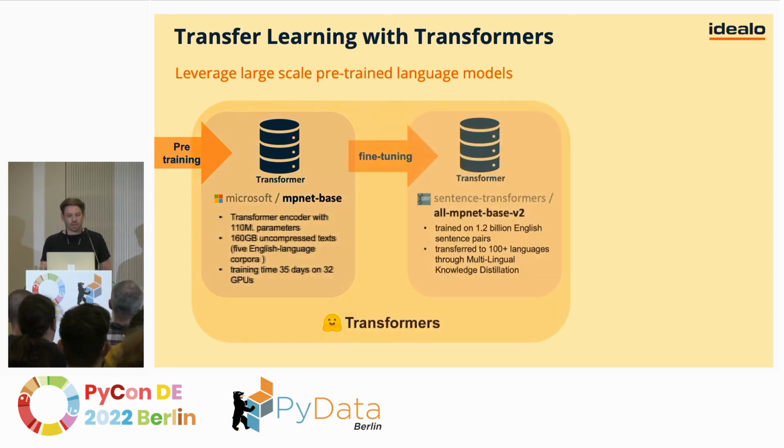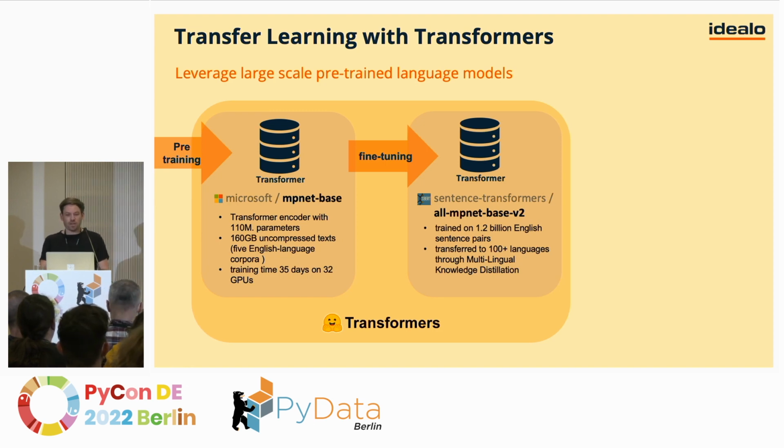This model was then fine-tuned by Sentence Transformers. It's an open source library, and what they found out is that these pre-trained models are not really suitable for sentence similarity tasks. That's why they extracted over 1 billion sentence pairs and fine-tuned the model on that data set. Additionally, they extended it to other languages, so now these models support over 100 languages. Those models are available on the Transformer Model Hub, so you can download them and use them for your use case.